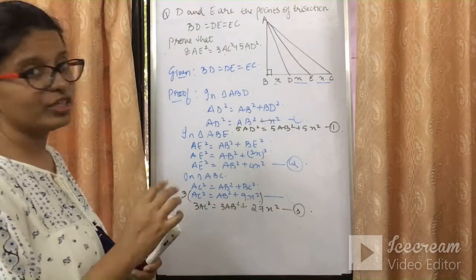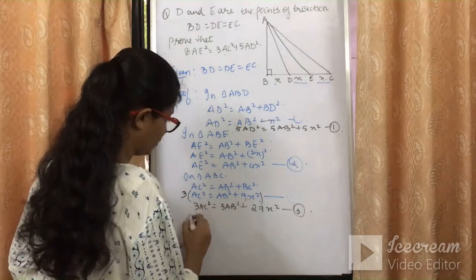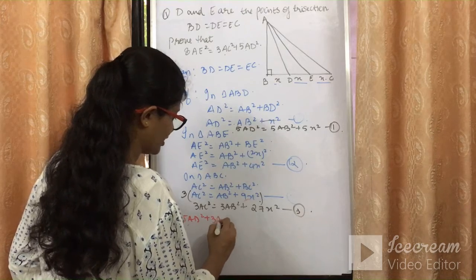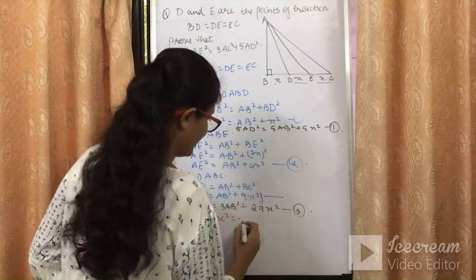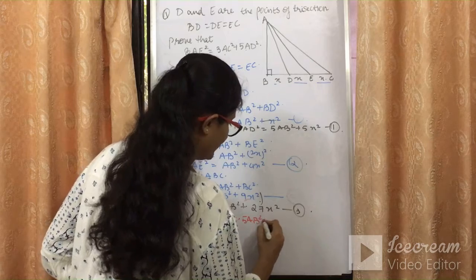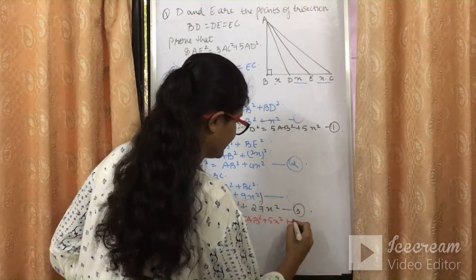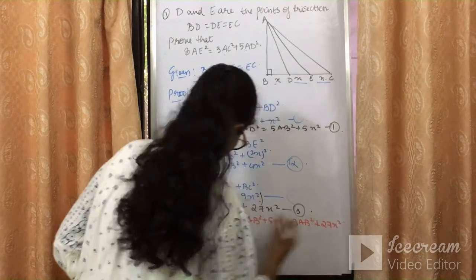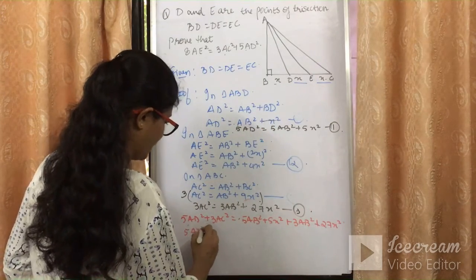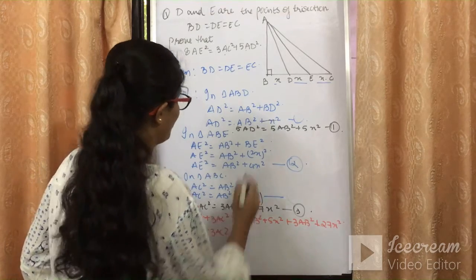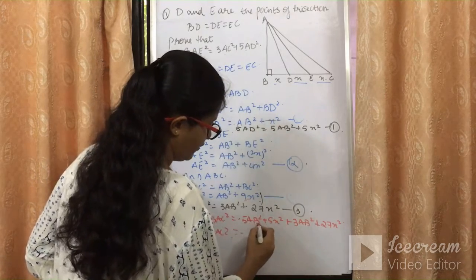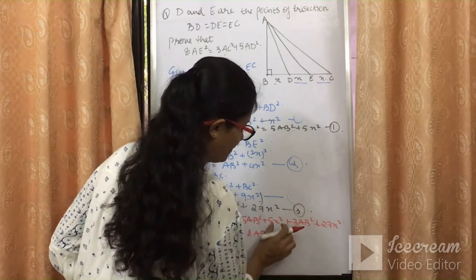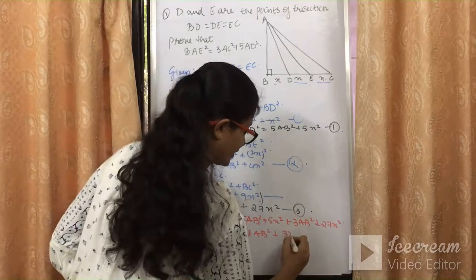Now can we add equation 1 and 3? If we add equation 1 and 3, we will get what? 5AD square plus 3AC square मिल जाएगा हमको is equals to 5AB square plus 5x square plus 3AB square plus 27x square. Now if we add this 5AD square plus 3AC square, ये तो हमारा राइट हैंड क्वेश्चन हो गया इधर का. 5AB square plus 3AB square is nothing but 8AB square plus 27 plus 5 will give you 32x square.